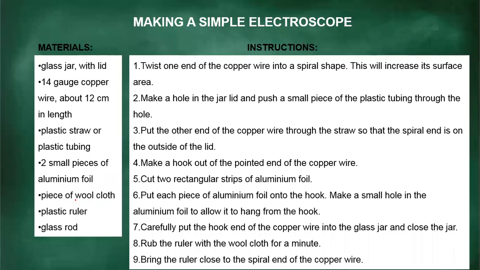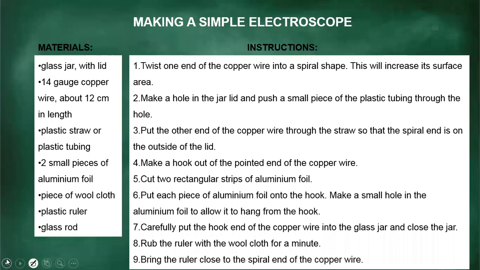If you don't have a piece of wool cloth, then you can use a wool jersey or something. Don't go cutting up your jersey now, you can just use the jersey. And then you need a plastic ruler and a glass rod. That's what you would need. I think the glass rod would pose a problem for you right now, but you can take it down and conduct it when you get a chance.